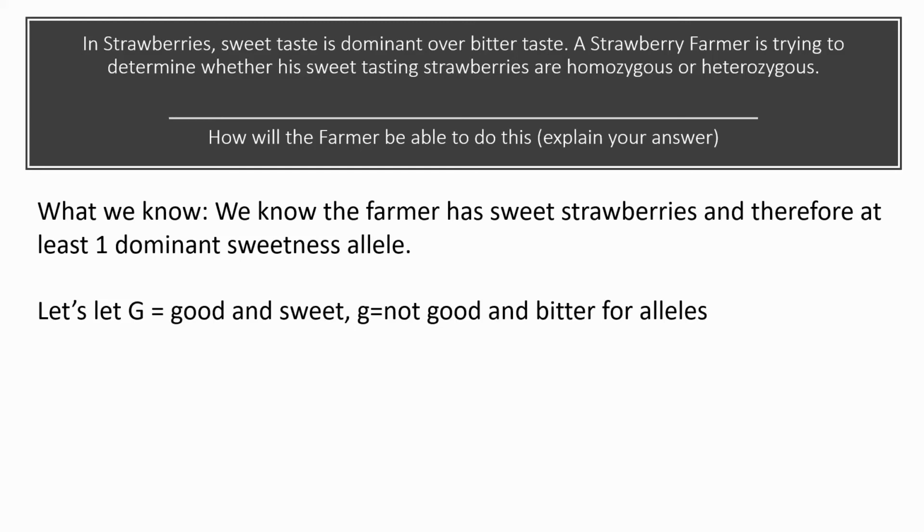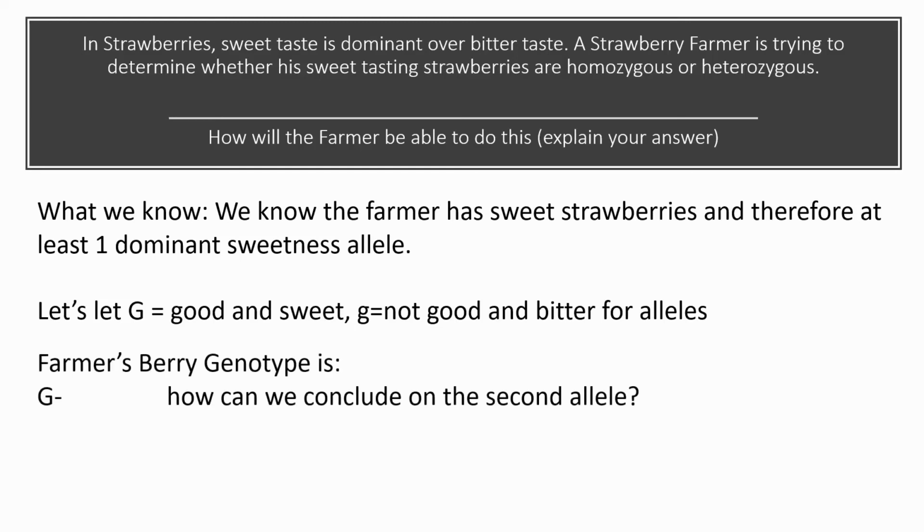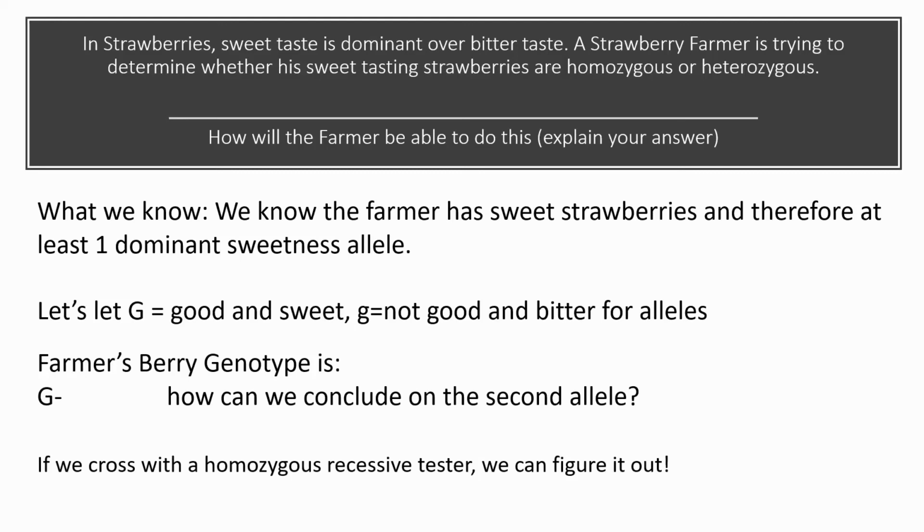So these types of test crosses, that's what I was saying before. We know the farmer's phenotype has one capital G, or one dominant allele, so it has at least one sweetness allele. But how can we conclude on the second? What about if we cross it with a homozygous recessive tester? That could help. If you already came up with that response, good job. If you didn't, don't worry, because it's kind of tricky, and you're not meant to know it already. So, with that in mind, try both crosses right now before I go to the next slide.